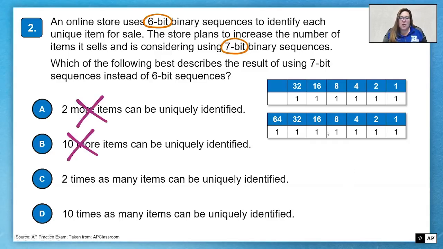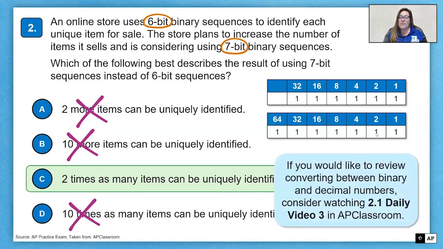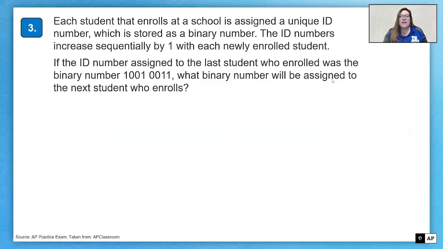It was not 2 more items. It was not 10 more items. It was not 10 times as many items. It was 2 times as many items. Every time we add a bit, we double the number of items we can identify. You can look more about binary and decimal conversions in 2.1 Daily Video 3.